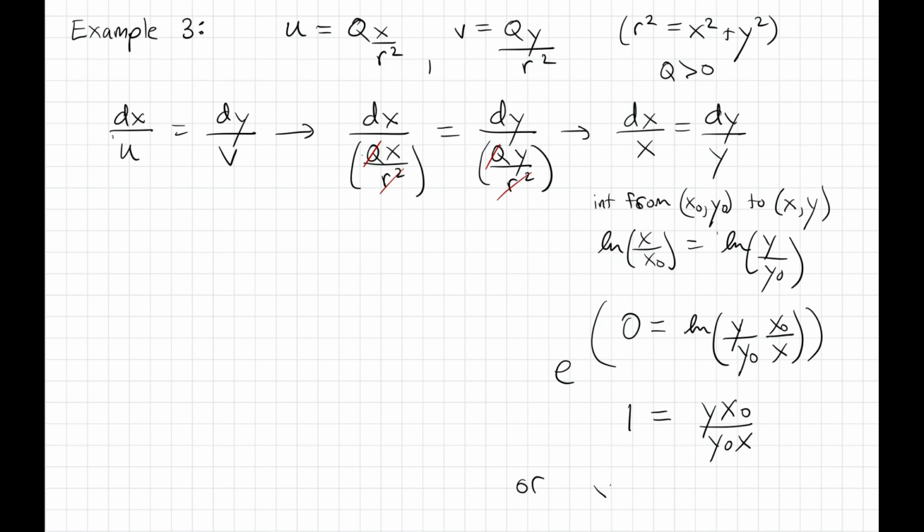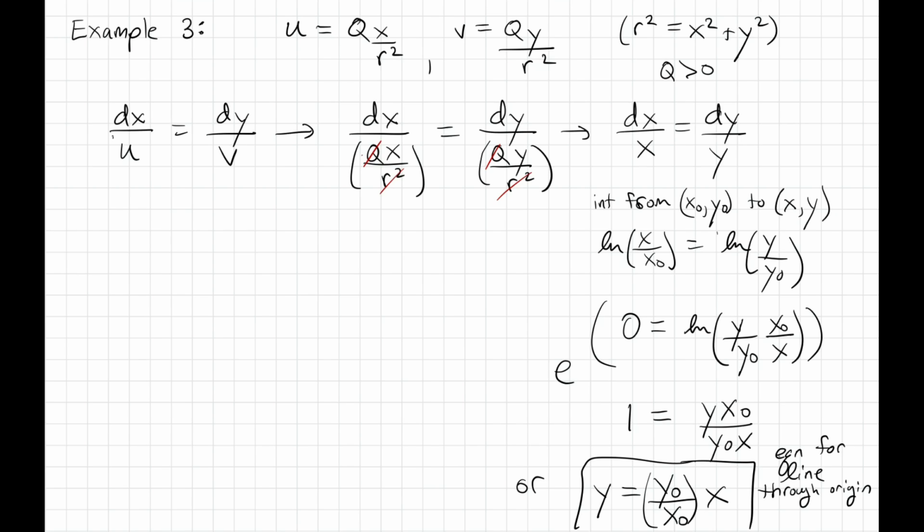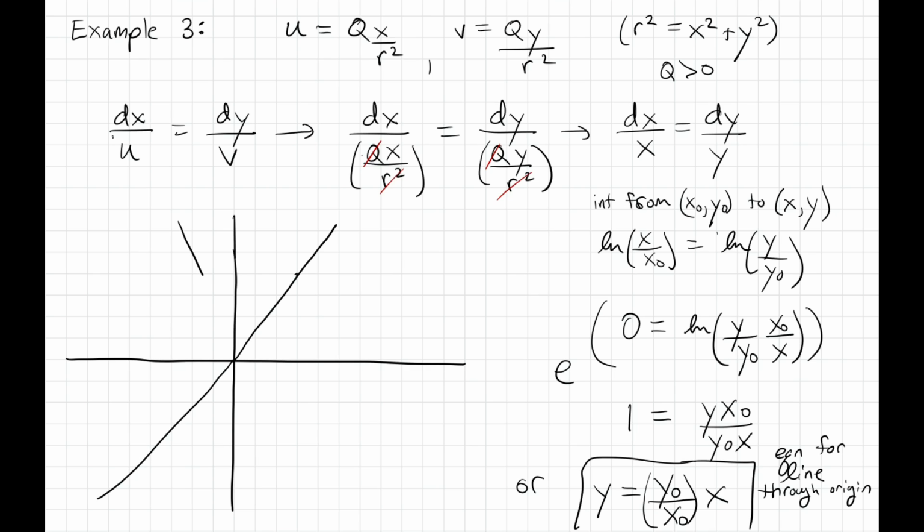And we can solve that to make it look more normal. You can solve that and realize that it's actually the equation of a line: y equals y0 over x0 times x. So the prefactor y0 over x0 is a constant. It basically defines the slope of the line. So this is a family of lines that goes through the origin. There's no offset, and it has basically arbitrary slope that depends on where the starting point x0 and y0 is.